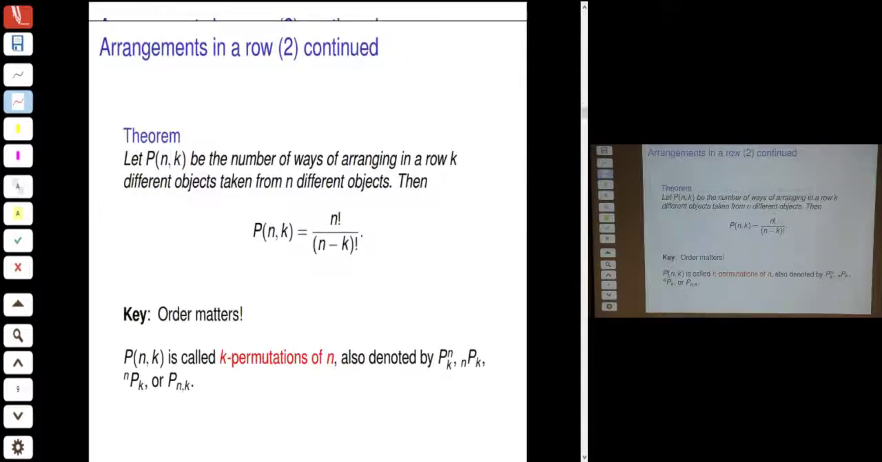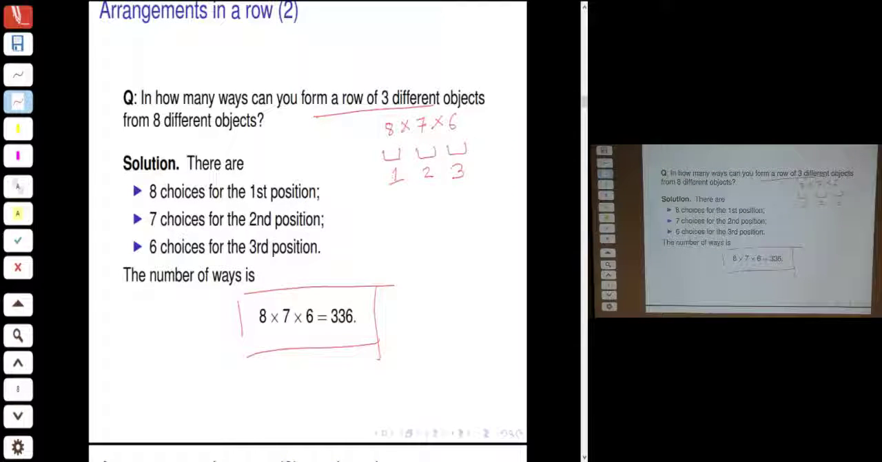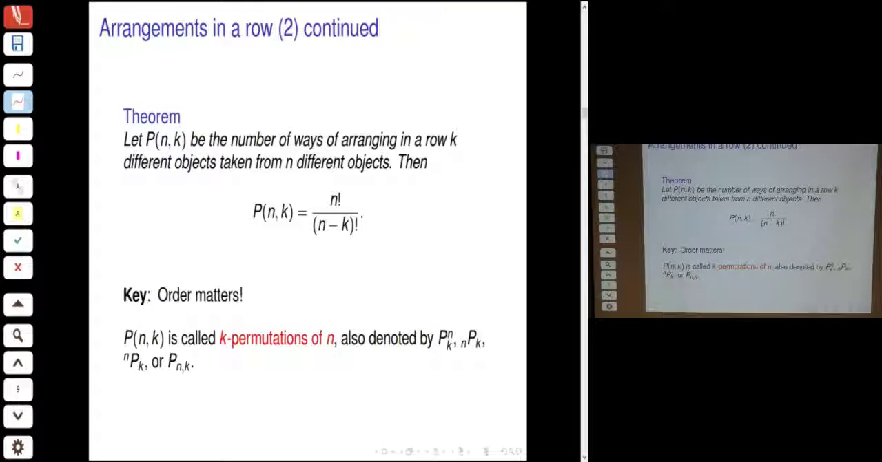So suppose we think of the previous situation. We had a number of different objects, and we wanted to form a row of three different objects. The only problem was that the number of objects we had to put in these spots was much more than the number of spots, right? So that was the situation. So here is a more general version of this situation. You have n objects, and you want to take k of these n objects and arrange them in a row, okay?